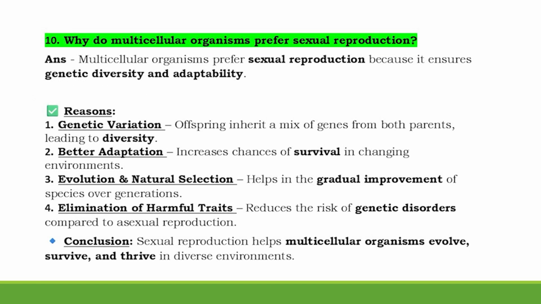10. Why do multicellular organisms prefer sexual reproduction? Answer: multicellular organisms prefer sexual reproduction because it ensures genetic diversity and adaptability. Reasons. 1. Genetic variation. Offspring inherit a mix of genes from both parents, leading to diversity. 2. Better adaptation increases chances of survival in changing environments. 3. Evolution and natural selection helps in the gradual improvement of species over generations.